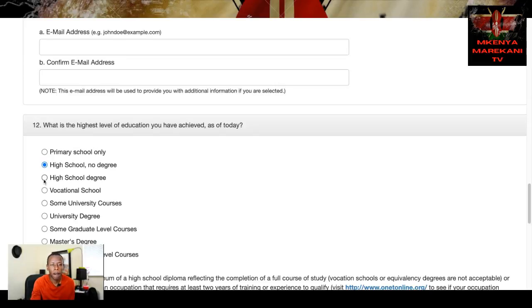Okay, and then high school degree simply means a KCSE certification. Then that's vocational school or some university courses. So some guys have done a diploma, you know, there's what we call diploma in Kenya, which in America that terminology is not there, a diploma course in the middle of high school and college and university. Maybe that can work as vocational training. Anyways, so some guys have not completed university yet, you just write some university courses. If you've done a university degree, you put that.